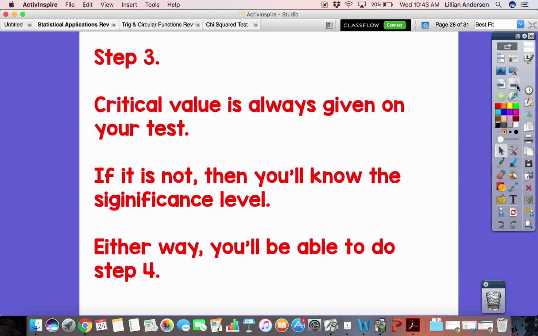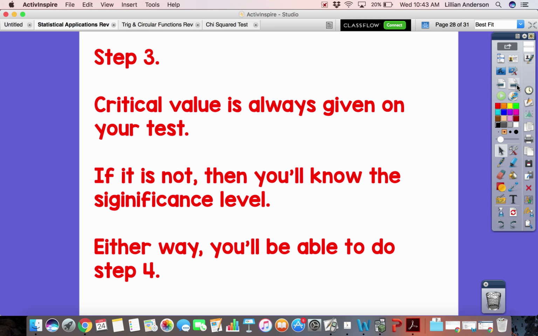Step 3, your critical value is always given to you on your test. Okay, and so I know step 3 was to find the critical value. Well, on your test, the critical value is given to you. If it's not, then you'll at least know the significance level. Either way, you'll be able to do step 4.